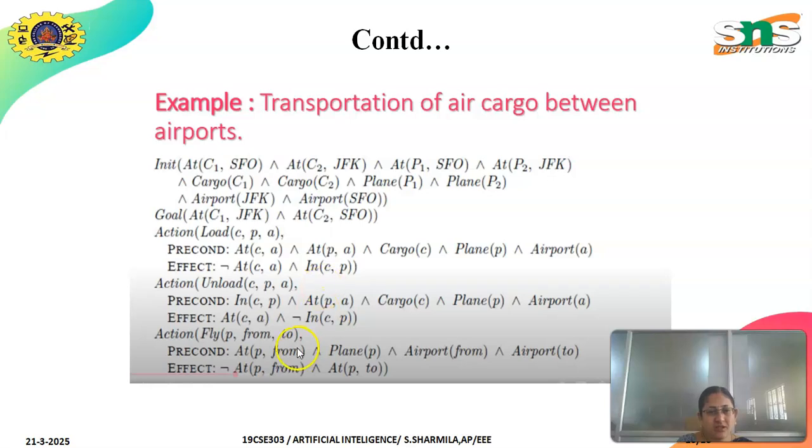The second action is the flying action, from airport 1 to airport 2. The precondition is that the plane is at the airport, and we have to take plane P1 or P2. The effect is that the plane moves from airport 1 to airport 2. So if we fly the plane from airport A to airport B, then it will reach airport B. At airport B, we have to unload. The unload action includes the precondition and effect, with the same logic as the first action.